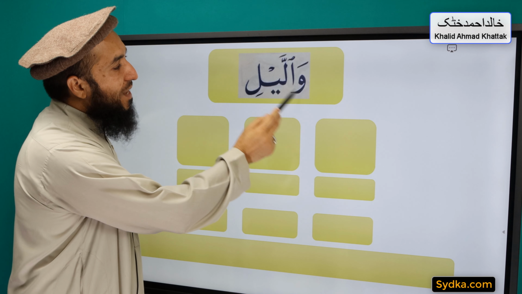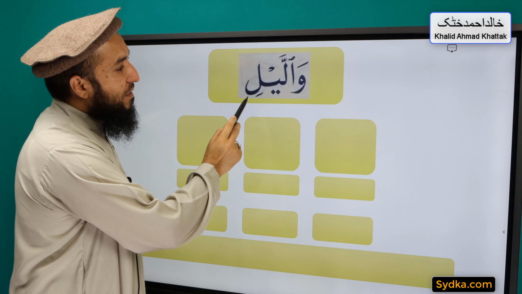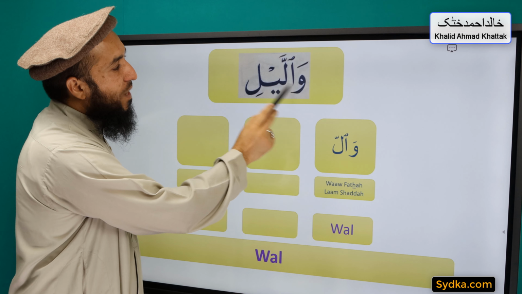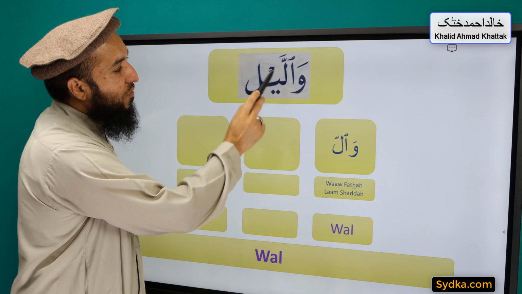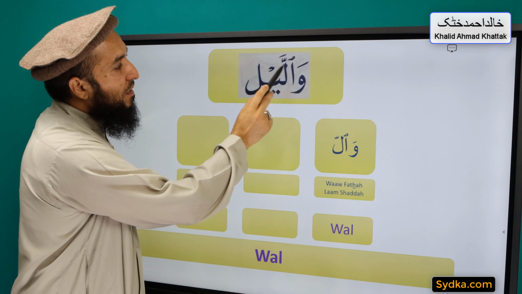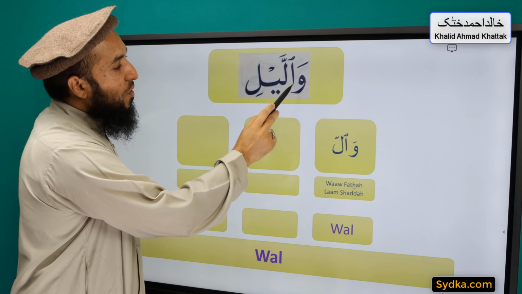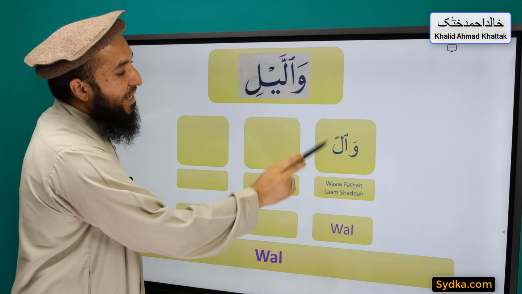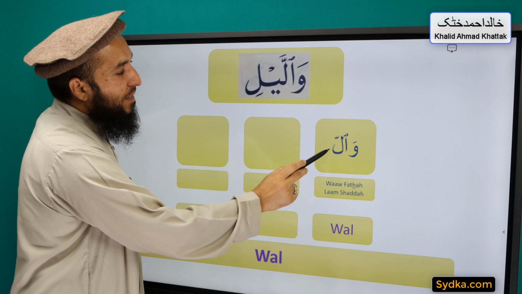The first one is wal, the second one is lay, and the third one is li. So the first syllable we have is waw fatha lam shadda wal. Waw is a light letter, it has fatha on top of it, it is followed by lam, lam has a shadda. And this alif is called hamzatul wasl, connecting hamza, and it is silent. Waw fatha lam shadda wal.